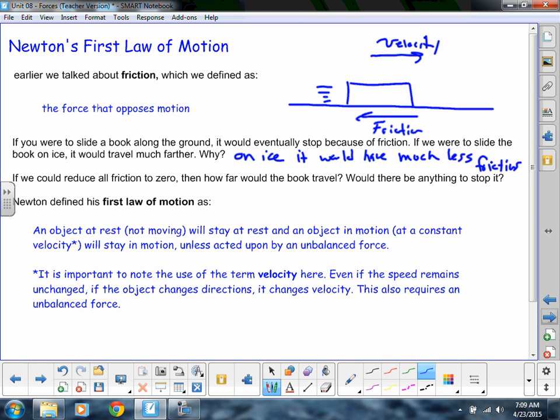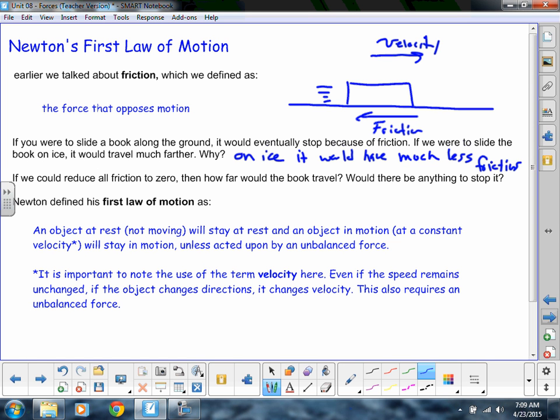So if we have a big frictional force, it's going to stop real fast. If we have a small frictional force, it's going to take a lot longer for it to come to a stop. Now, if we could reduce all friction to zero, so absolutely no friction whatsoever, the question is how far would the book travel? Well, if it's moving and there's no force to oppose the motion, it wouldn't stop. It's never going to stop because there's nothing to cause its motion to change.